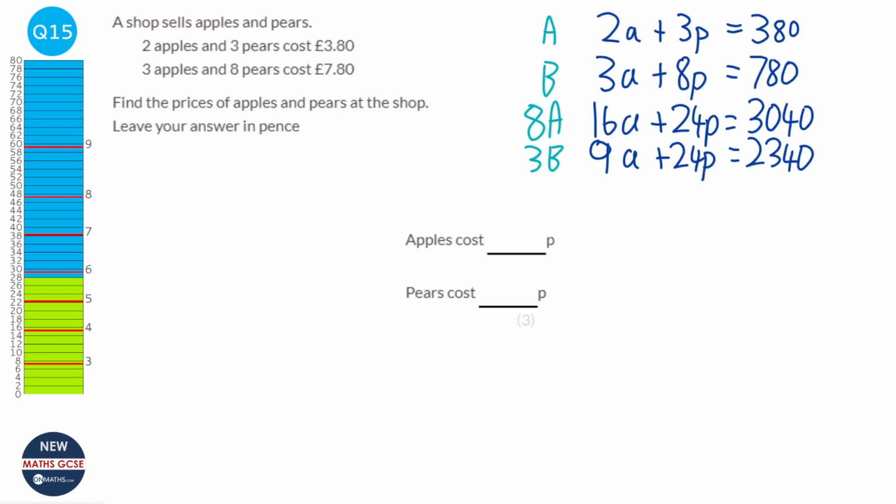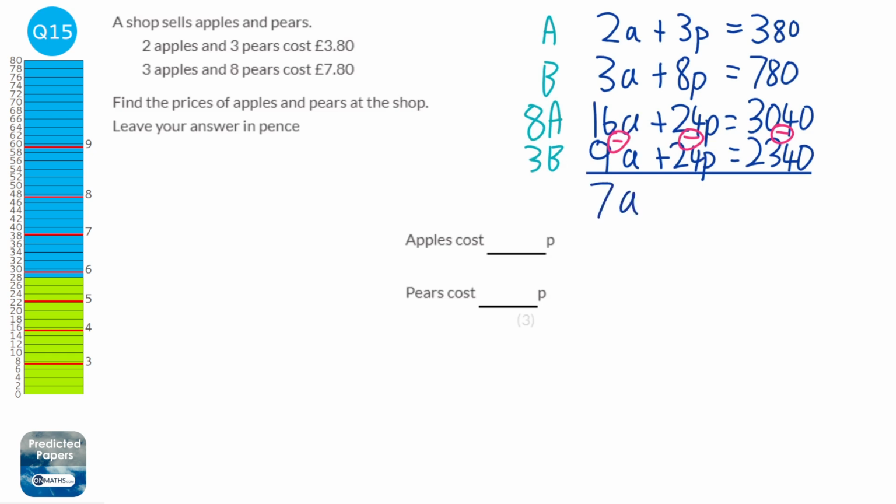So now we've got both of these the same coefficient. What we can do is we can eliminate going downwards. Now, if they are the same, the s in same is the s in subtract. If they were different signs, so if one of them was negative, different, the d in different is the d in add. So here they are the same, so we are going to subtract, and we're going to subtract going downwards. So we're going to do 16a take away 9a, which will be 7a.